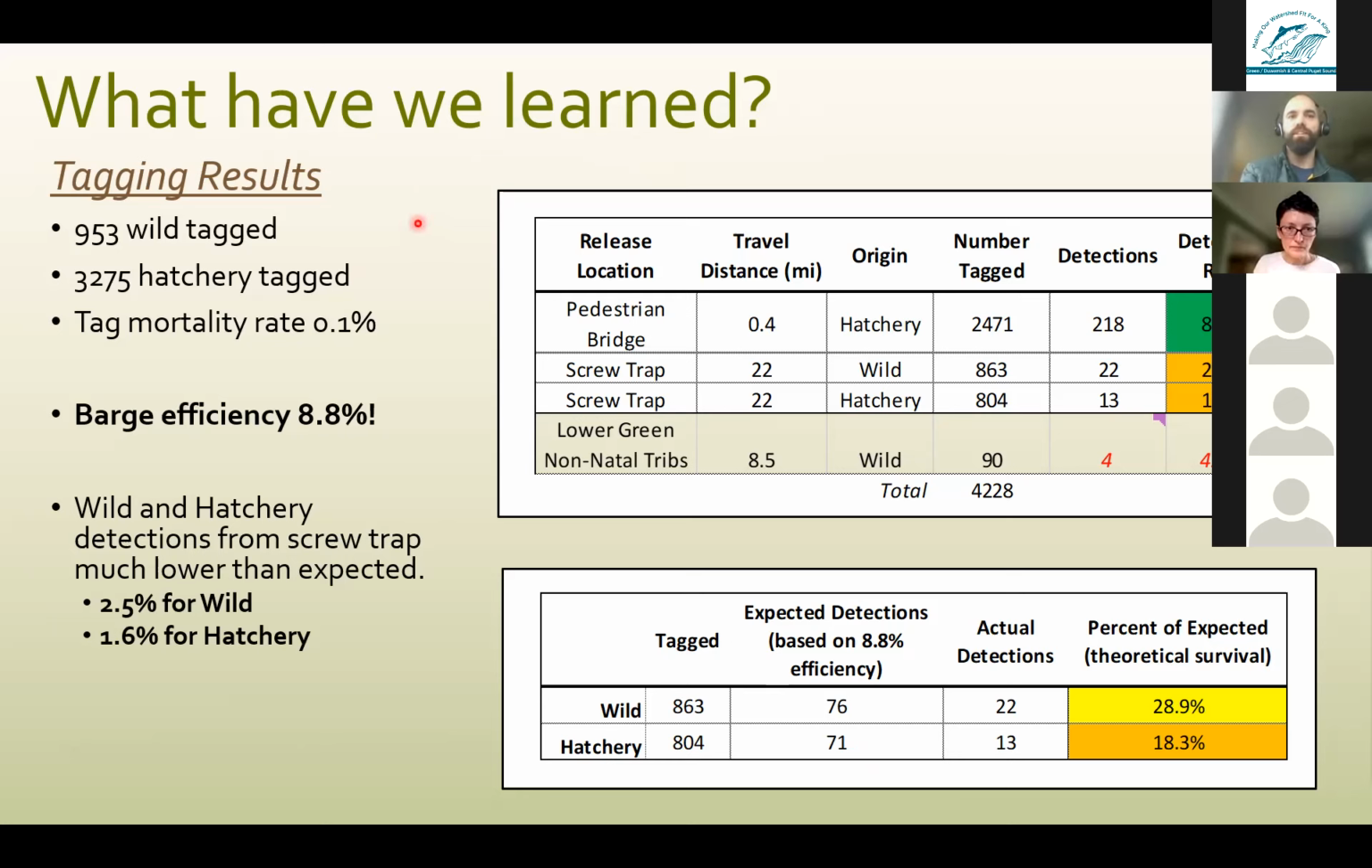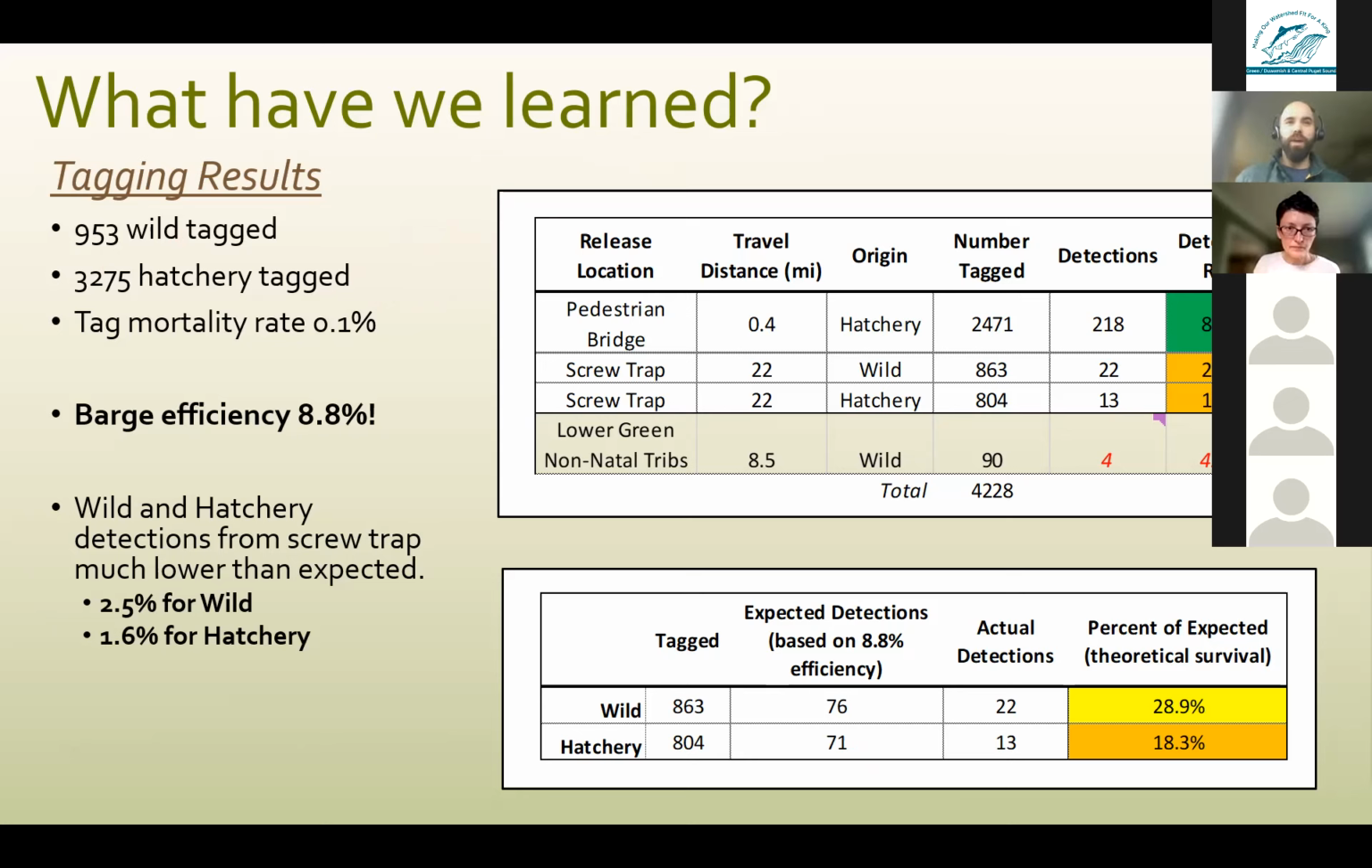We also obtained a lot of fish from Soos Creek. So over 3,000 hatchery fish that we tagged, both for the efficiency trials to test the barge, but we were also able to do a release group at the screw trap as well. So we could compare the wild fish and hatchery fish as they move through the entire lower Green.